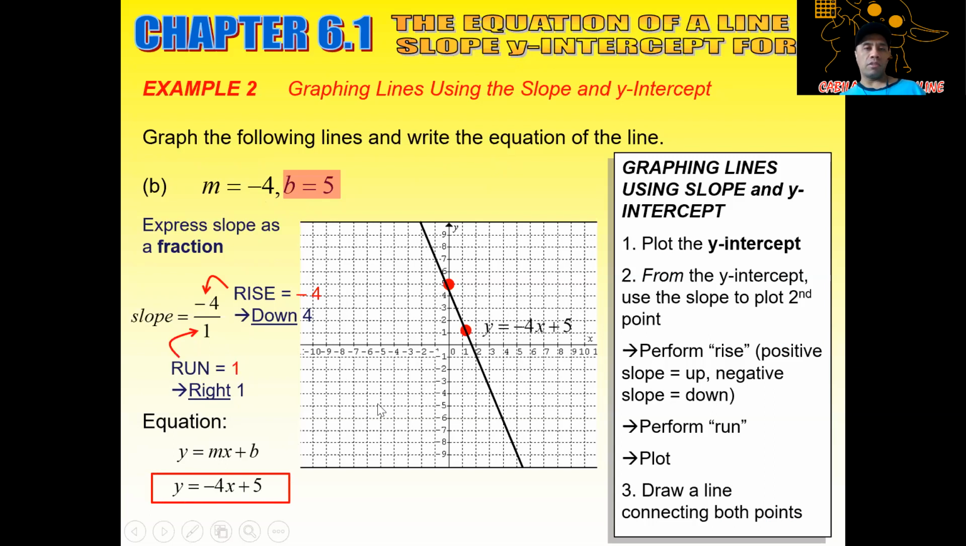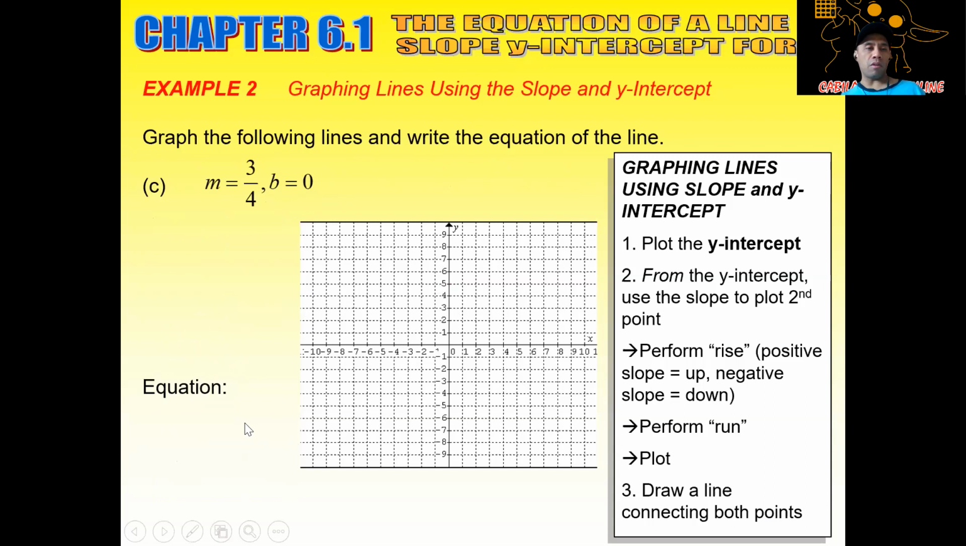All right, so let's take a look at this one over here. Again, we're going to approach it the exact same way. We have a slope of 3 over 4, and a y-intercept of 0. So for this one, we're going to first plot the y-intercept of 0, which is in the dead center. Now remember that we have a slope of 3 over 4, which is a positive slope, so we should get a line that's going up and to the right.